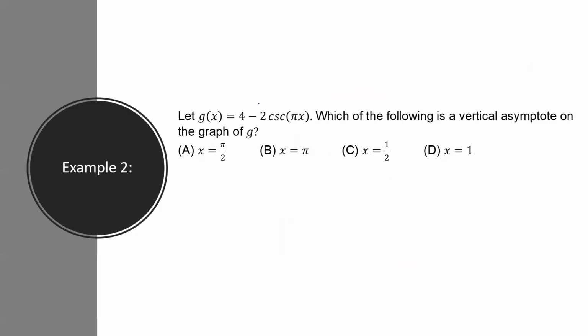Okay, if I'm looking for the asymptote, I'm looking for what will make the denominator equal to 0, which means I have to take this and rewrite it as a reciprocal. What is its reciprocal? So we have 4 minus 2 times 1 over sine pi x. Yes?